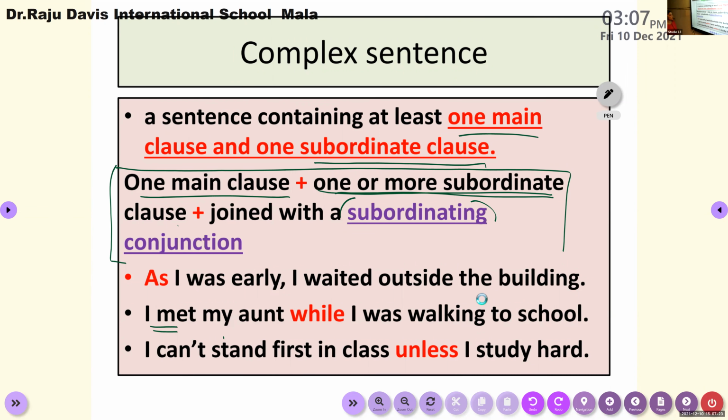Now listen, I can't stand first in class. Okay, I can't stand first in class unless I study hard. So children, which part of the sentence is the main clause here?